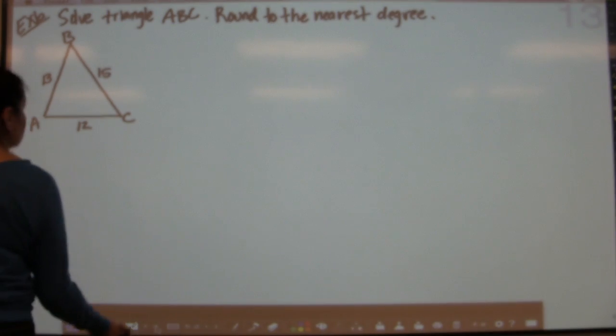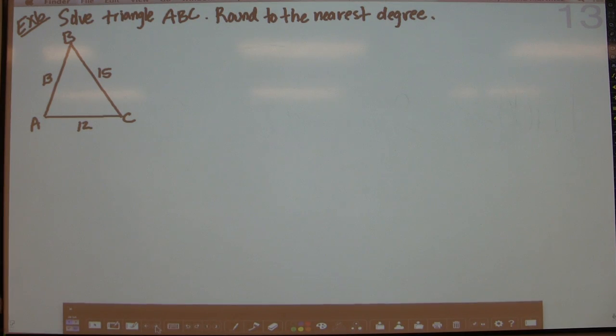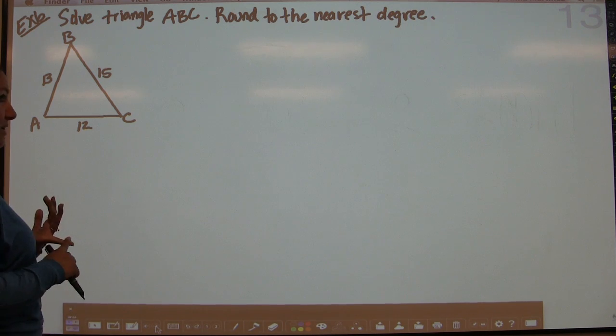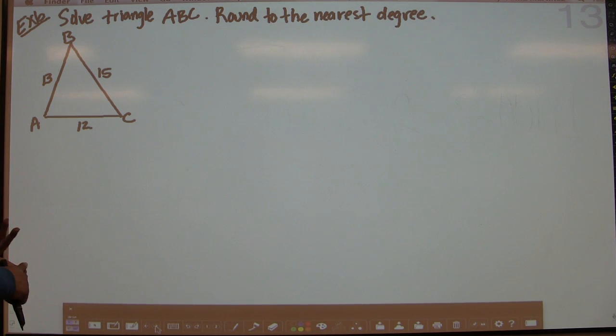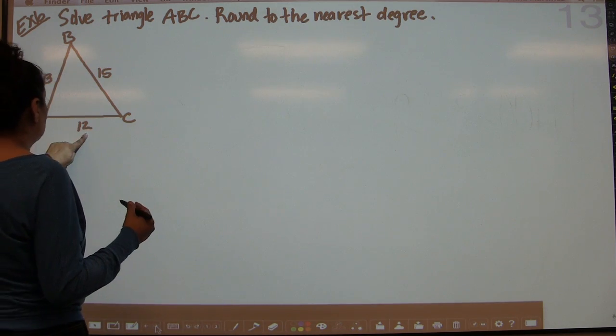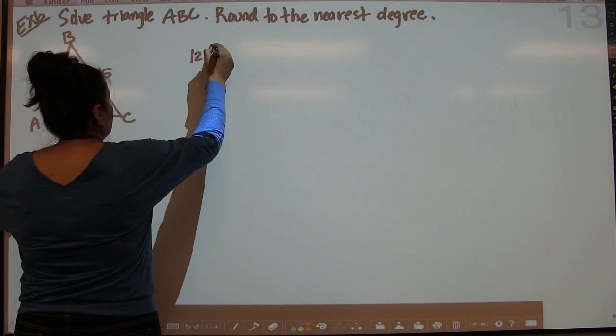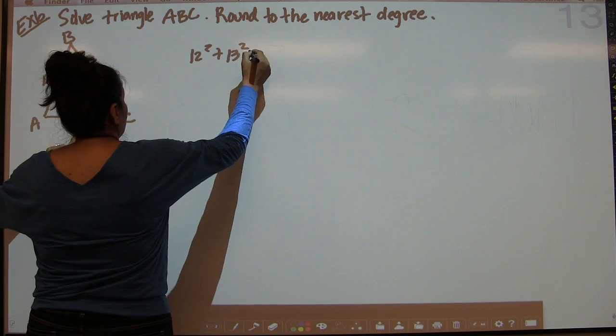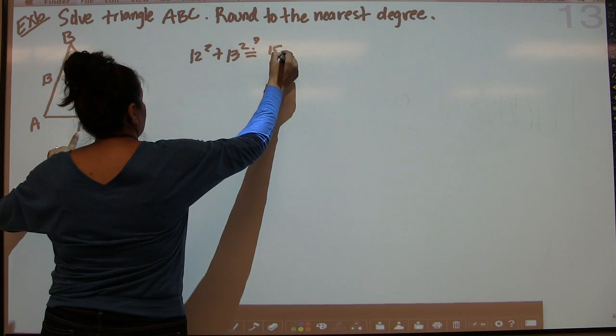And then our last example for today is solving the triangle ABC. And it wants us to round to the nearest degree. So when solving the triangle, we've done this before, we did it with right triangles, we have to make sure first and foremost that this is not in fact a right triangle, because we don't want to use law of sines and law of cosines unless it's not a right triangle. So we can do that really easily by checking the two shorter sides, 12 squared plus 13 squared, and see if it equals 15 squared.